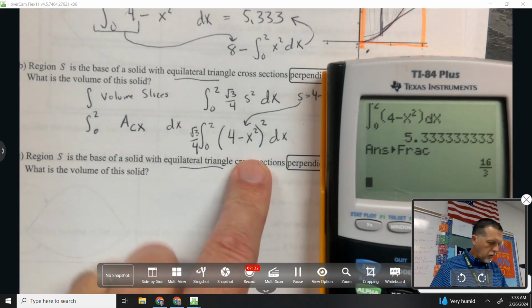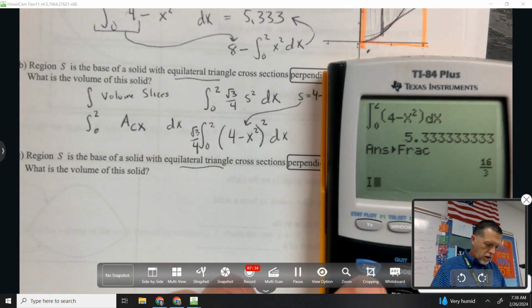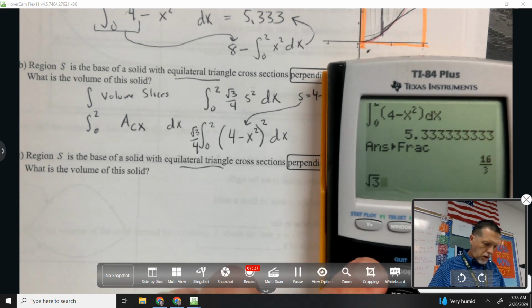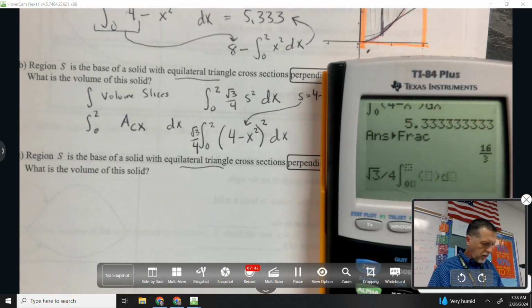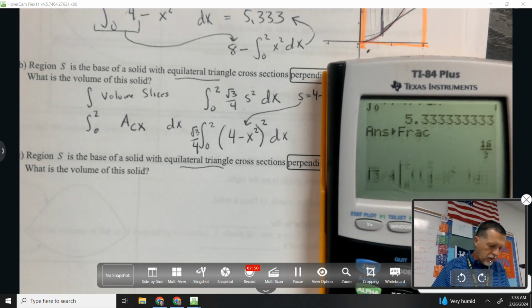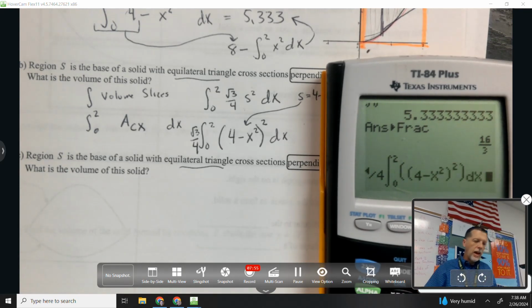Now we need to be careful when it comes to the calculator. Square root 3 divided by 4. Math 9, 0 to 2. And then I've got to square 4 minus x squared. So parentheses 4 minus x squared, close parentheses, squared, dx. That happens a lot because all of the areas have something squared in them, have an s squared in them. So we're frequently putting stuff in parentheses and then squaring it.